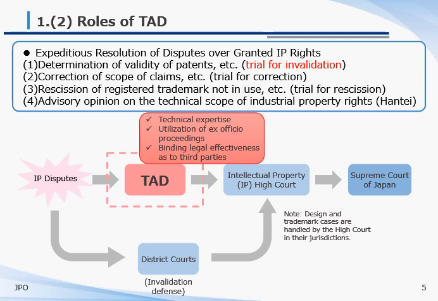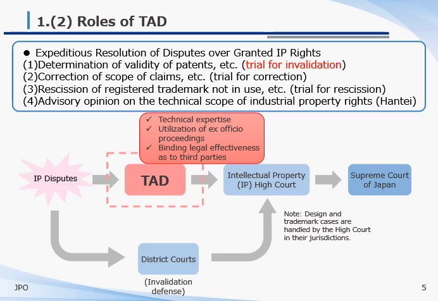The Han-Te system is known as the advisory opinion system. In the advisory opinion system, the JPO determines and publishes official opinions on the technical scope of patented invention from a fair and neutral position.